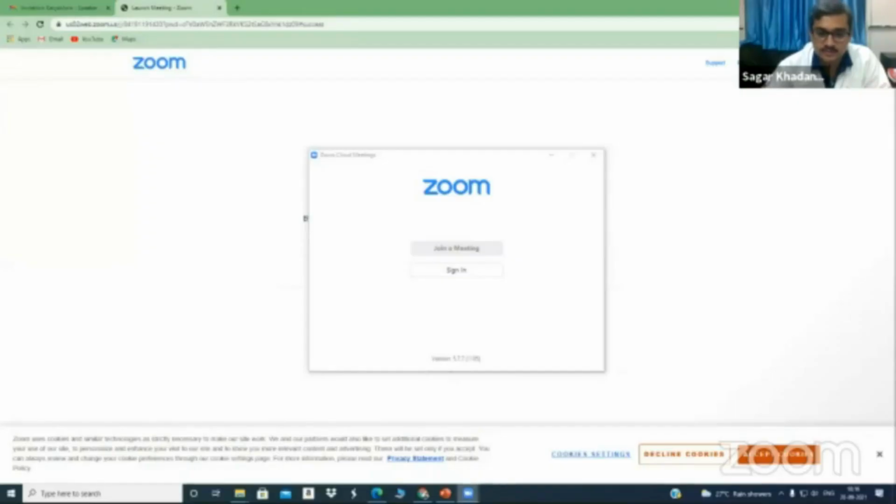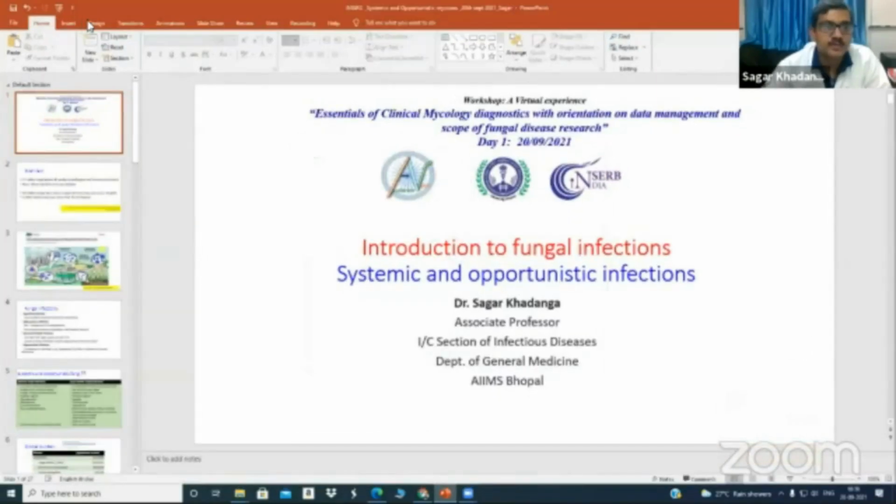So for systemic and opportunistic infection, the most important part is suspicion, because most of the time you will not be able to see anything, but you have to suspect so that at the end of the day you can diagnose.